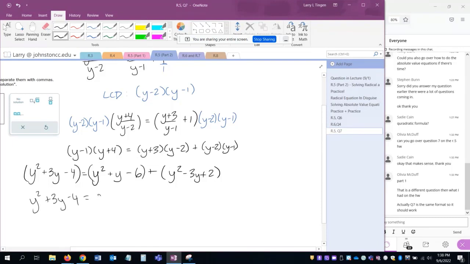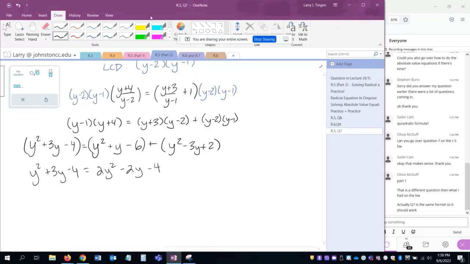y squared plus y squared is 2y squared. y minus 3y is minus 2y. Negative 6 plus 2 is negative 4. Now, one term on each side. I need to move everything to one side. I don't like dealing with quadratics when the leading coefficient is negative. So my instinct here is to subtract everything off the left-hand side.